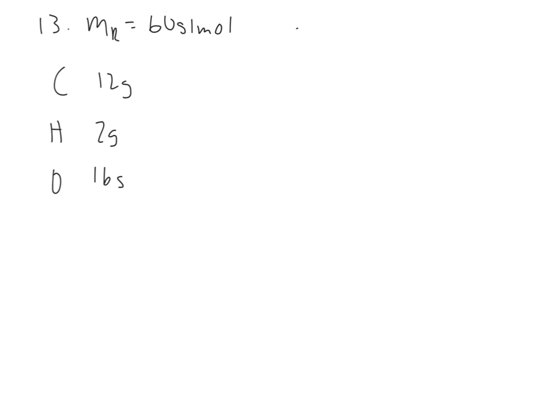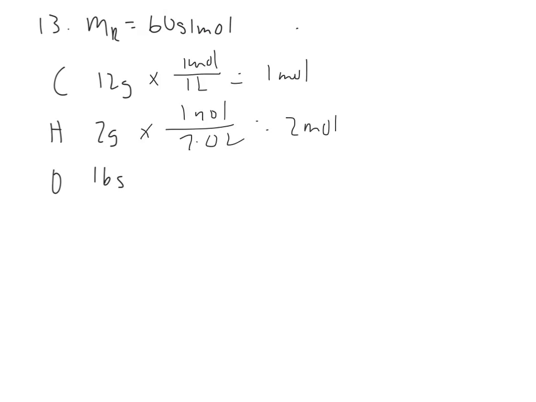Number 13 says you have an unknown compound with 60 grams per mole as its relative molar mass, but they find specifically that it's got 12 grams of carbon, 2 grams of hydrogen, and 16 grams of oxygen. So this one's pretty easy to approximate because this is about 1 mole of carbon. It's about 2 moles of hydrogen, and it's about 1 mole of oxygen.